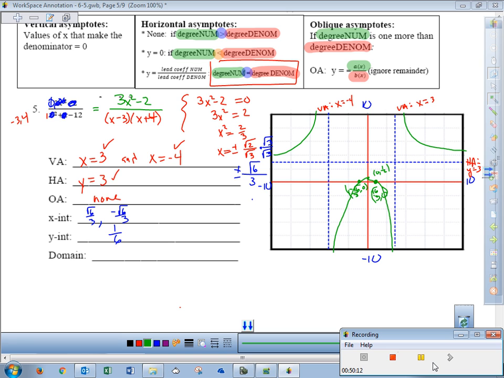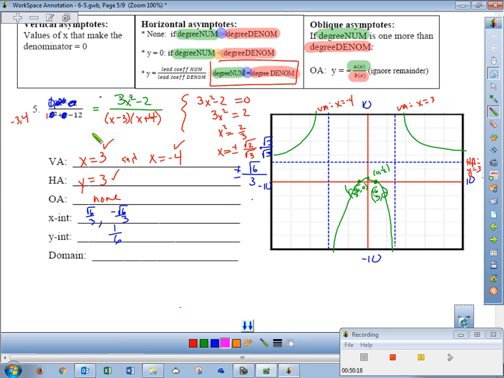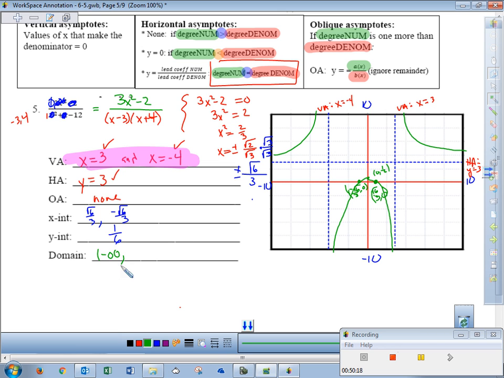Last thing is domain. I've got these 2 points right here that are bad zones for my domain, and the graph will kind of let me find that domain. You will go from negative infinity, right? He's totally hitting it, right? You got that branch there, all the way up to that very first vertical asymptote of -4. And they never count, duh, they're asymptotes. You'd start over at -4 again.